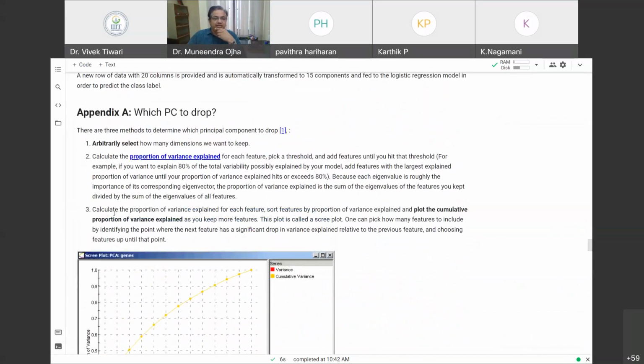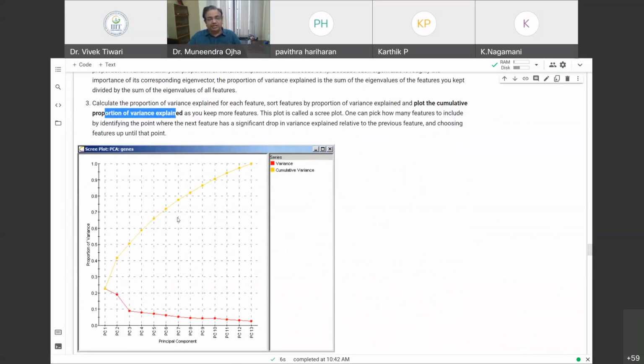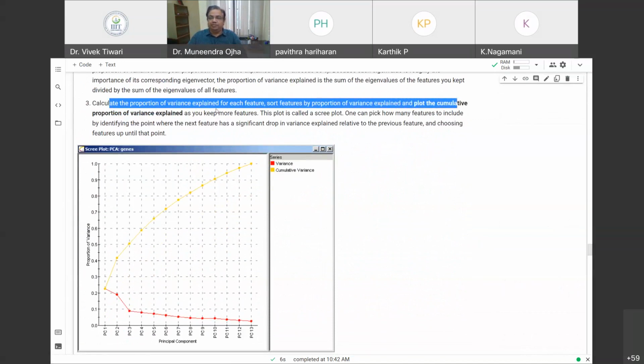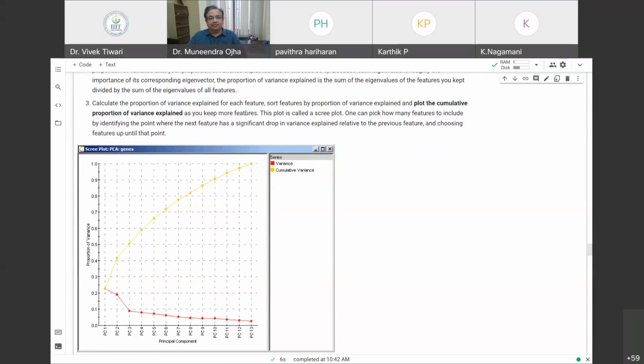The third method to find out which PC to drop is the plot of cumulative proportion of variance explained. This is also another example explained in literature. Calculate the proportion of variance explained for each feature. Sort features by proportion of variance explained and plot the cumulative proportion graph as you keep more features. This plot is called a scree plot. One can pick how many features to include by identifying the point where the next feature has a significant drop in variance explained relative to the previous feature, and choosing the features up until that point.